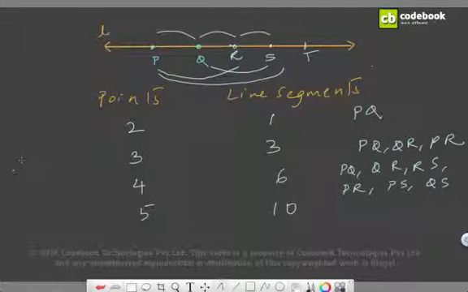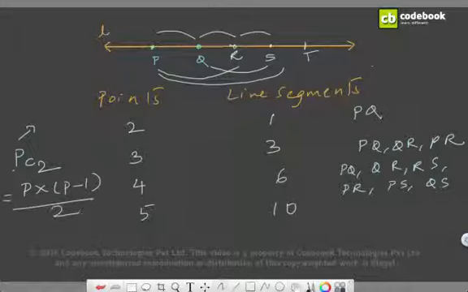If you observe closely, there is a relationship between the points and the number of line segments. So basically the formula to calculate the number of line segments given the number of points is PC2, where P is the number of points. In probability, this is called a combination. What this means is it is P into P minus 1 by 2.